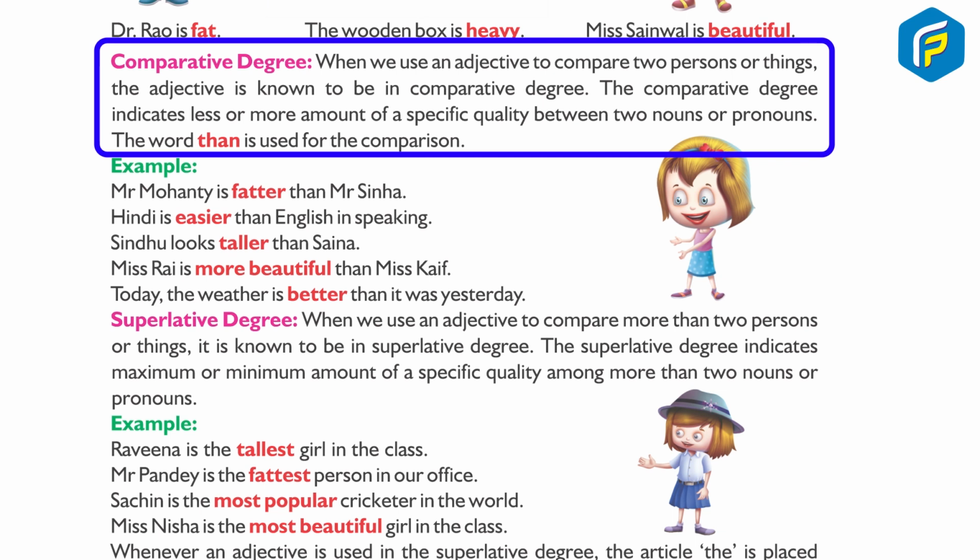Comparative degree. When we use an adjective to compare two persons or things, the adjective is known to be in comparative degree. The comparative degree indicates less or more amount of a specific quality between two nouns or pronouns. The word than is used for the comparison.